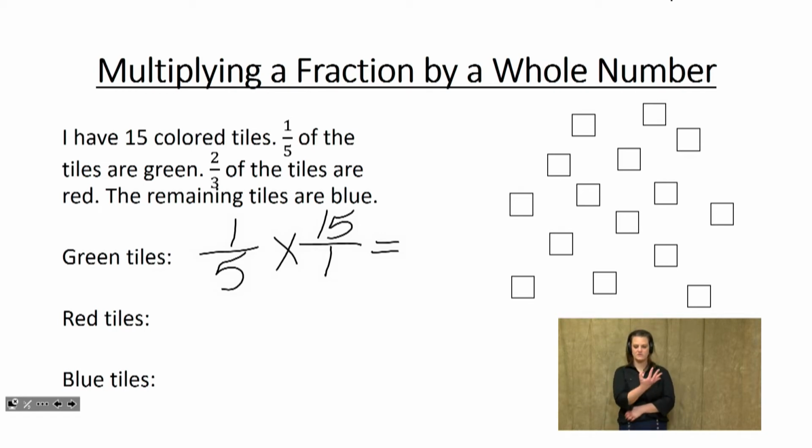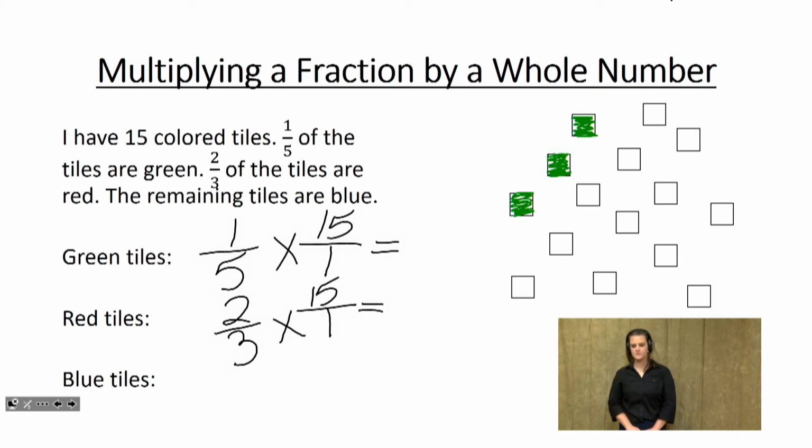One-fifth of 15 is 3, yeah. So here's green tiles right here. Those 3 right there are green. Okay, so now I have 12 more tiles that I have to color in, but I'm still going to use the number 15 because that's my total, that's my entire whole, okay? Now it says 2/3 of the tiles are red. So I will write that down. 2/3 of the 15 tiles are red.